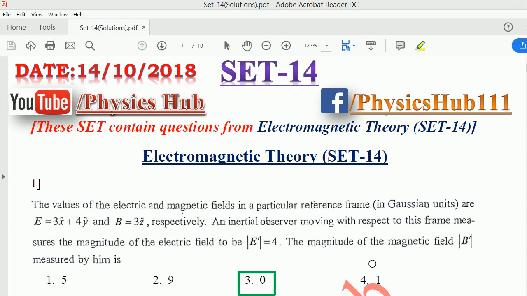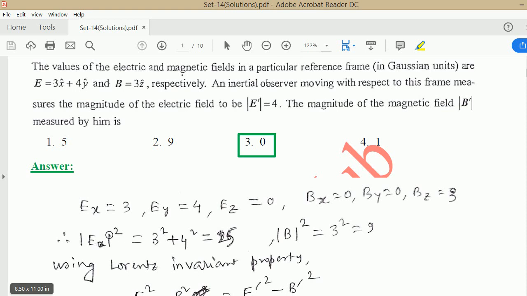So this is basically an application of the special theory of relativity. We have to know the transformation between different reference frames if they have some difference in velocities. Okay, so we know that Ex equals 3, Ey equals 4, and it has no z component, so Ez equals 0. Similarly, Bx equals 0, By equals 0, and Bz equals 3.